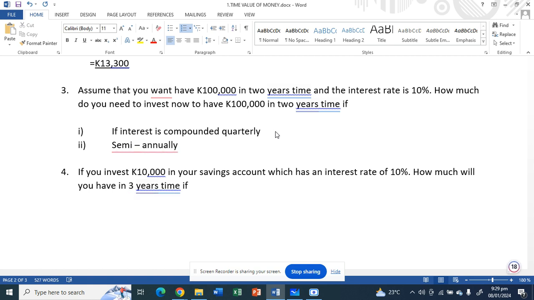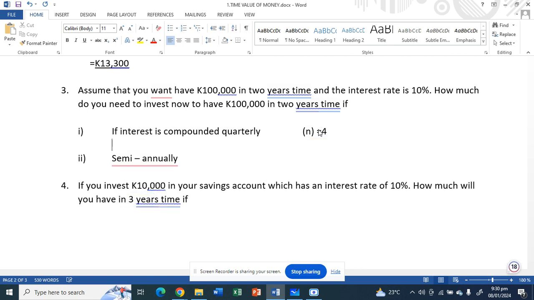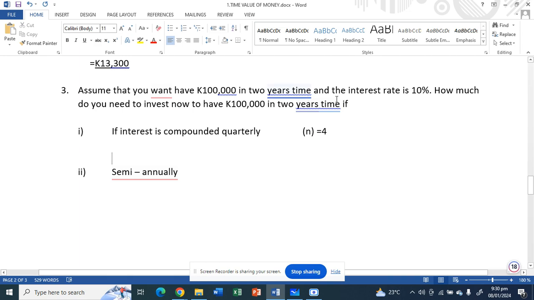n, which is the number of compoundings, this we have got two n. So this n in bracket is just for the number of compounding. So n, which is the number of compounding, is compounded quarterly. So it is four times in a year, meaning you get paid interest 4 times within the year. So now I have to find how much do you have to invest now.